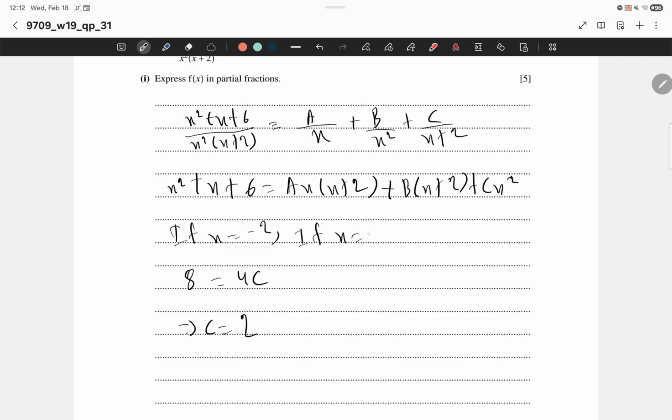Now let's take the value 0. Let me just use dotted lines, though it doesn't need to be dotted. 0 square plus 0, so it will be 6 equals, 0 plus 2 is 2, and a is also getting cancelled again since a times 0 is 0. So 6 is equal to b times 2, 0 plus 2 is 2b. If x is 0, then c is also getting cancelled. So b is 3.